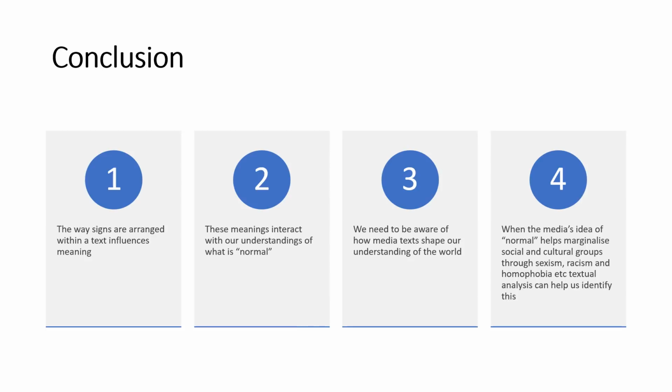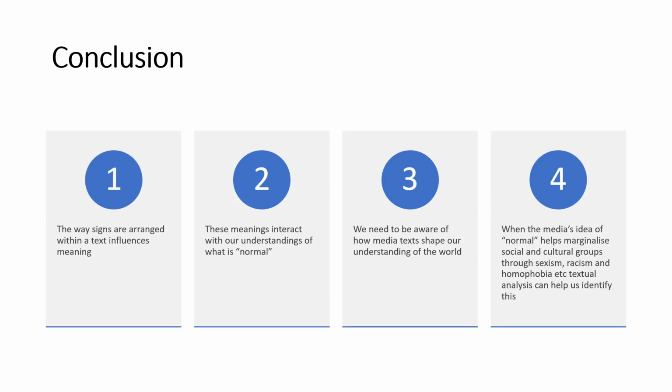And these meanings interact with our understanding of what is normal. So there's this idea of what is normal, what is natural, what is common sense, embedded in a lot of meaning that we take from media texts. And because of that, we need to be aware of how media texts shape our understanding of the world. So we come back to this idea that the media constructs reality. It doesn't shape reality, it constructs reality. And that's an important thing to think about.